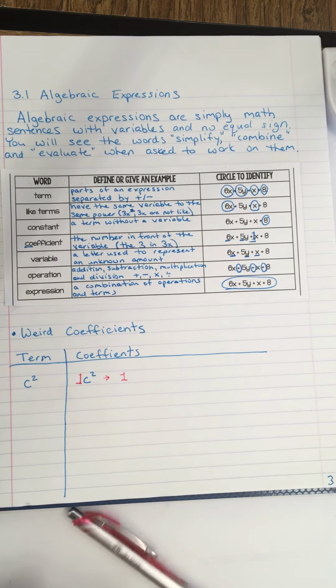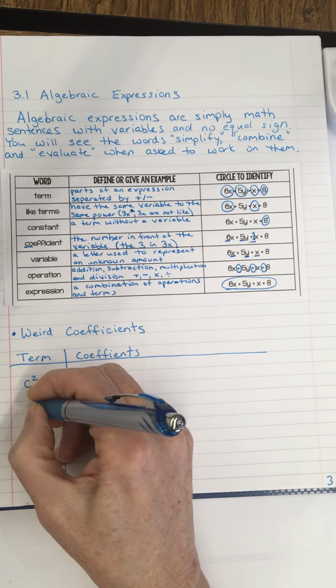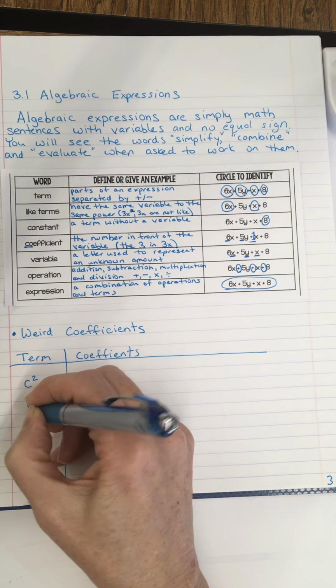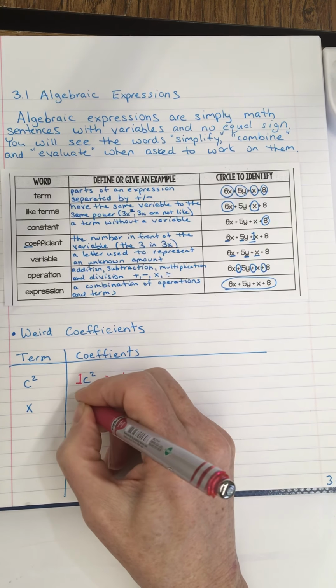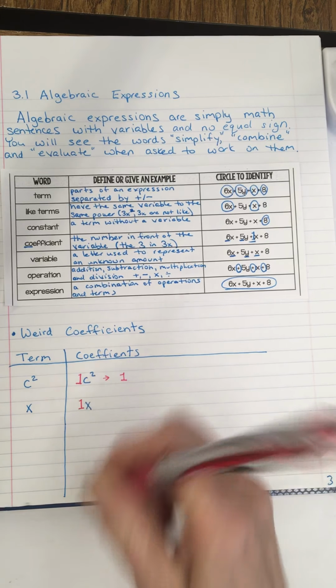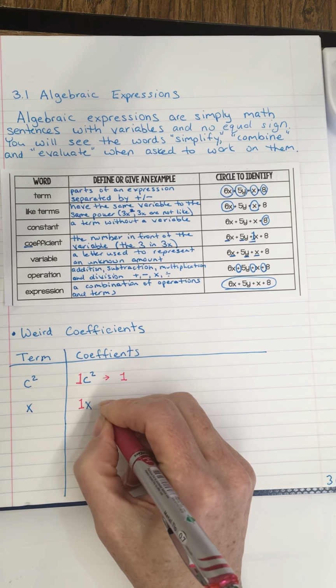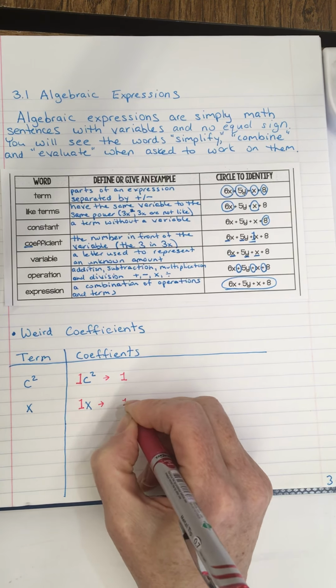Okay? Again, if you had just a single variable by itself like that, x, that would be considered to also have that understood ghost coefficient of 1. And so the coefficient again here is 1.